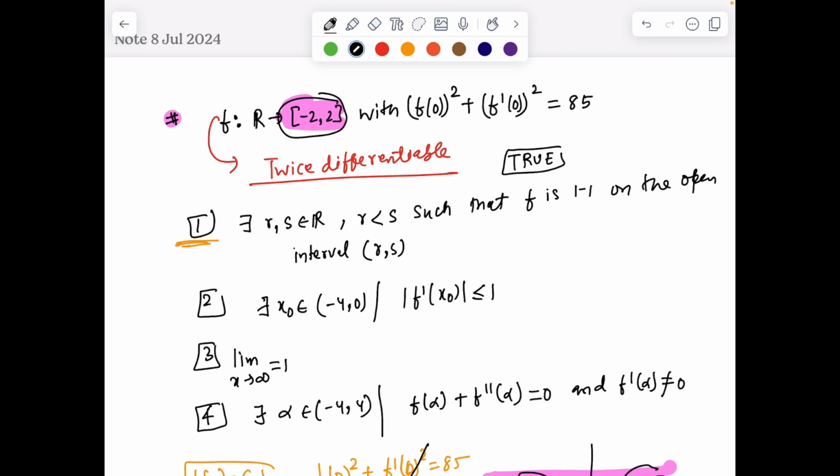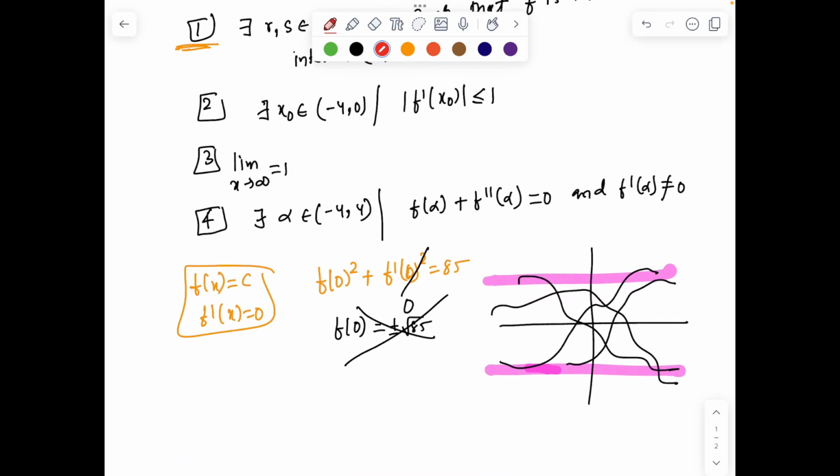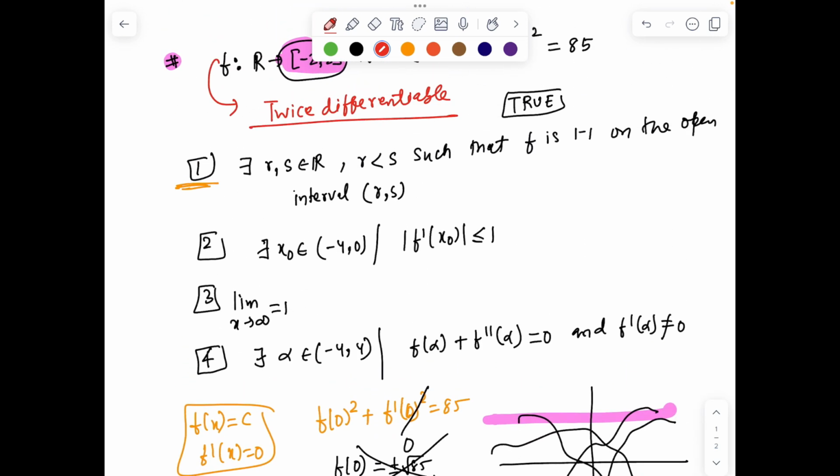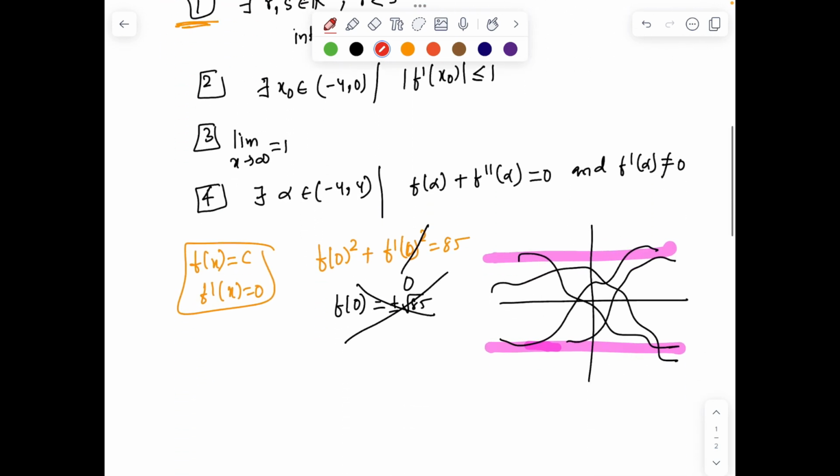Now in fact this is conceptually wrong. Why? Because if a function is not constant, it does not guarantee it has to be 1-1 as of now, because the function might oscillate. It might do very serious and crazy kind of oscillation.